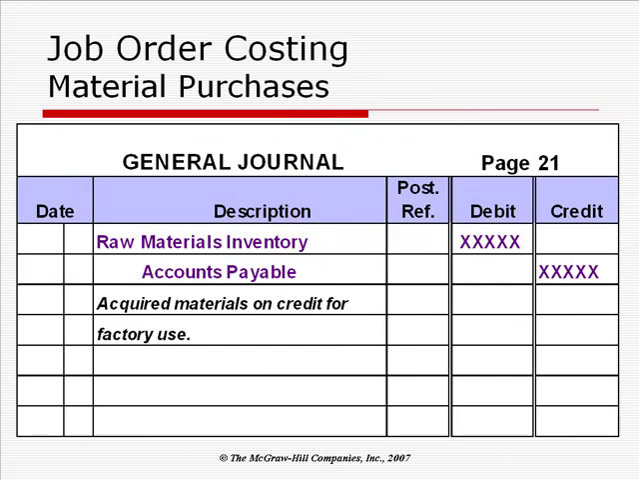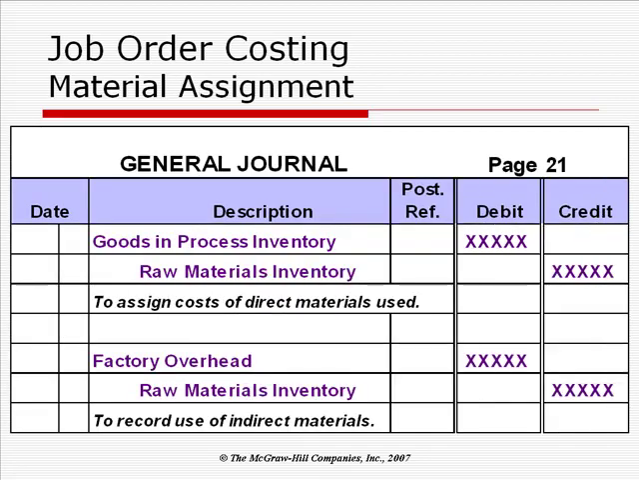When you purchase materials to use, either for direct materials or indirect materials, your journal entry will be a debit to raw materials inventory and a credit to accounts payable, or to cash if you pay cash for the raw materials. Now, in terms of assigning costs for direct materials, in other words, those materials that we can assign specifically to certain jobs, we will do that and debit goods in process inventory and credit raw materials inventory. For indirect materials, in other words, materials that we know are used in production but cannot be assigned to specific jobs, we will debit factory overhead and credit raw materials inventory.